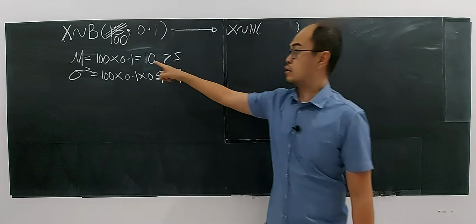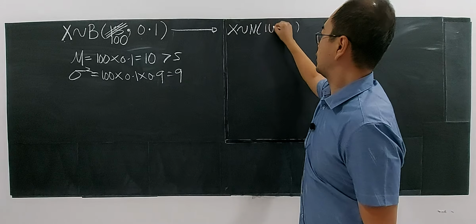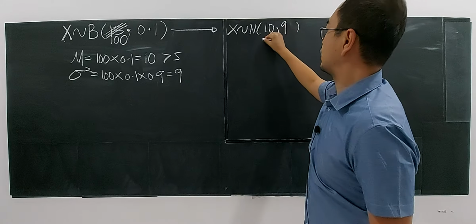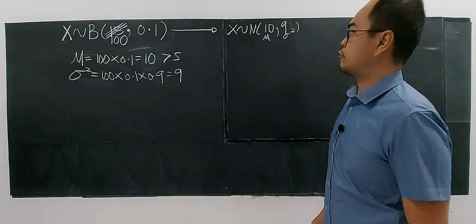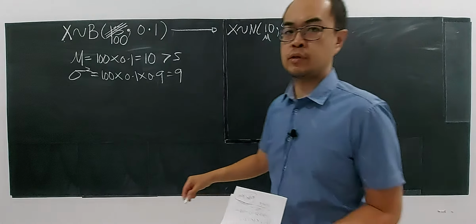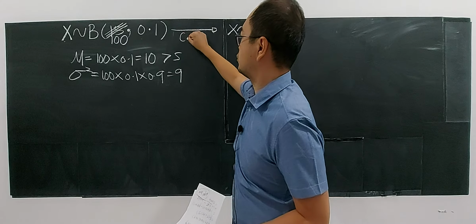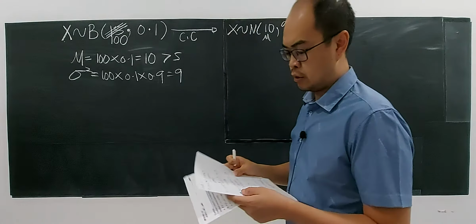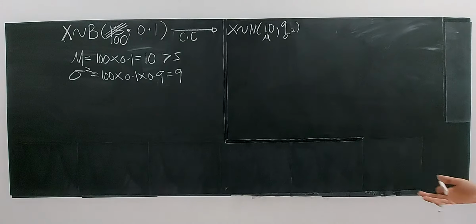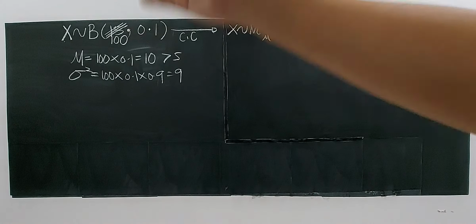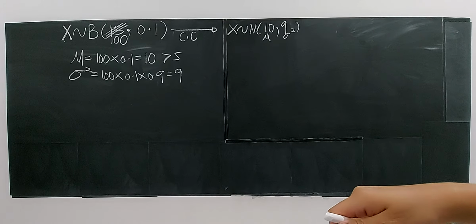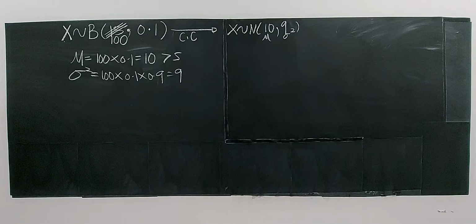I know the mean will be 10 and your variance is 9, right? This is your mean, this is your variance. So okay, now we have enough information. But you always remind yourself by jotting down here that you need to do continuity correction once you're using a continuous distribution to approximate a binomial distribution. Okay, so you have to do continuity correction.